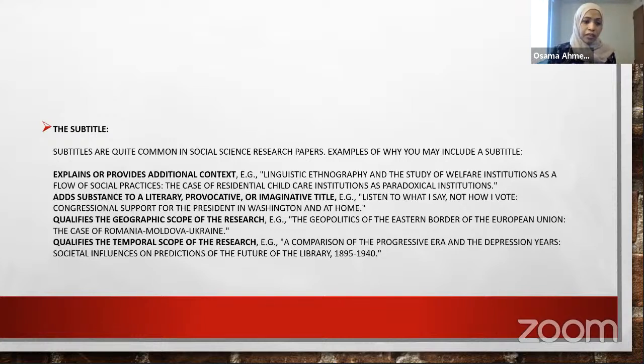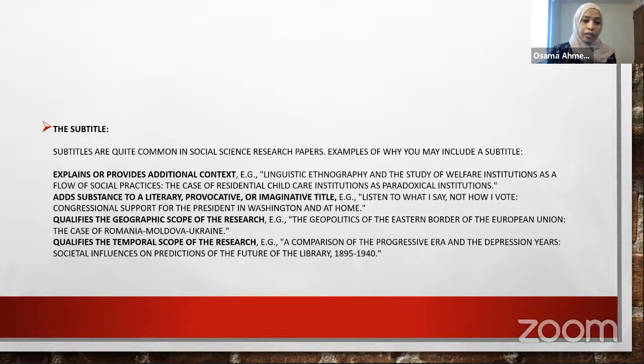They are explaining or providing additional content. For example, this is a title: "Linguistic ethnography and the study of welfare institution as a flow of social practice." And this is the subtitle: "The case of residential child care institution as a paradoxical institution." So it captures the additional content that you are focusing on.